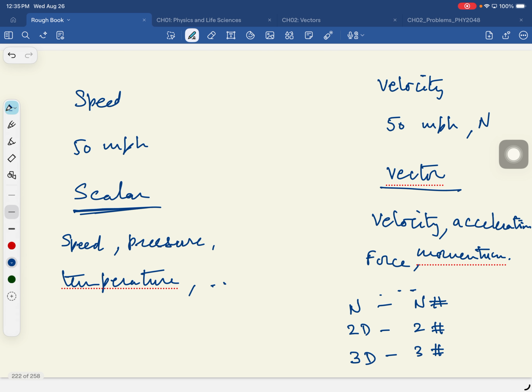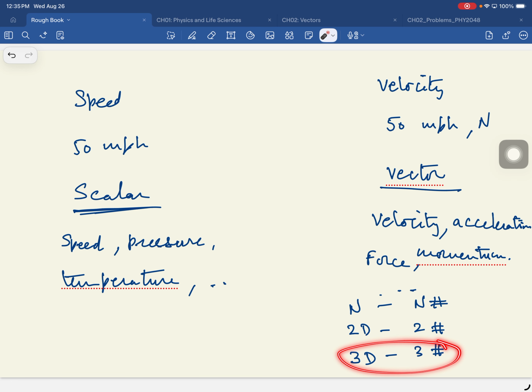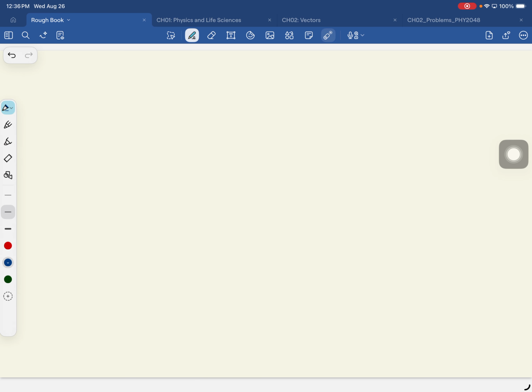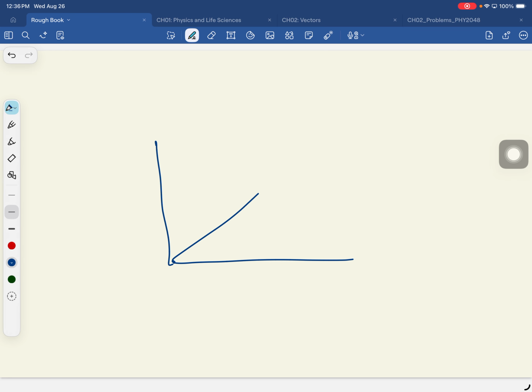Now, I said that in 3 dimensions you need 3 numbers to specify the vector. What do you need the third number for? It turns out that in n dimensions, you need one number to specify the magnitude and n minus 1 numbers to specify the direction. Now let me show you in 3 dimensions how it would look. So let's say your velocity vector is like that.